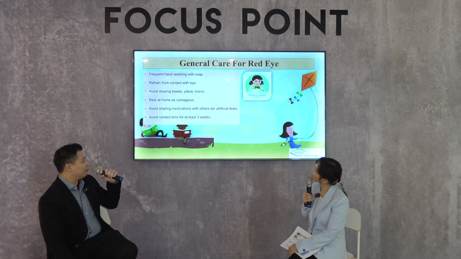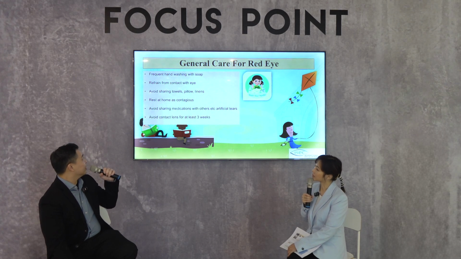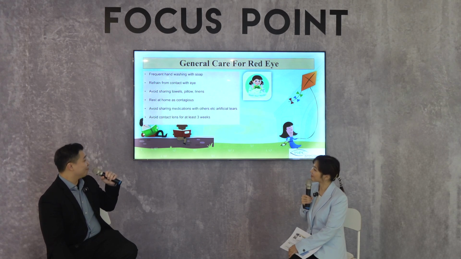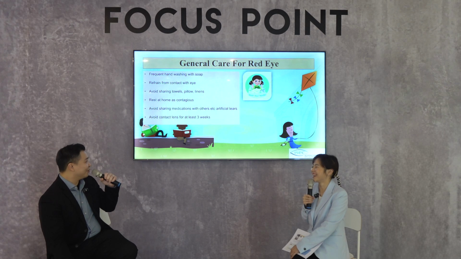This is to prevent harboring germs on your hands, and also please refrain from touching your eyes or rubbing your eyes regularly. This is how the germs are transmitted to our eyes. And once you have conjunctivitis, we advise you not to share your towels, your fabric, your pillows with your loved ones because you might cause an outbreak at home. And we advise you to have a rest at home, because you don't want to be the culprit for the outbreak at school or at work.